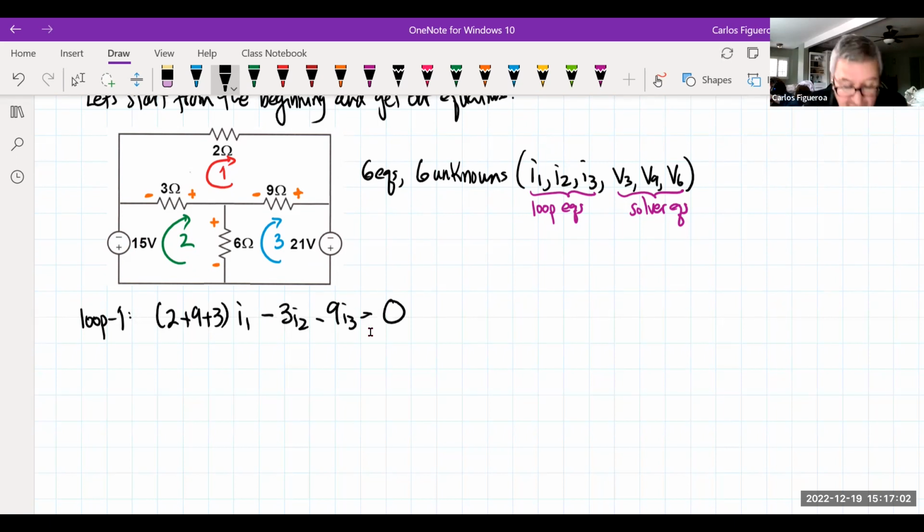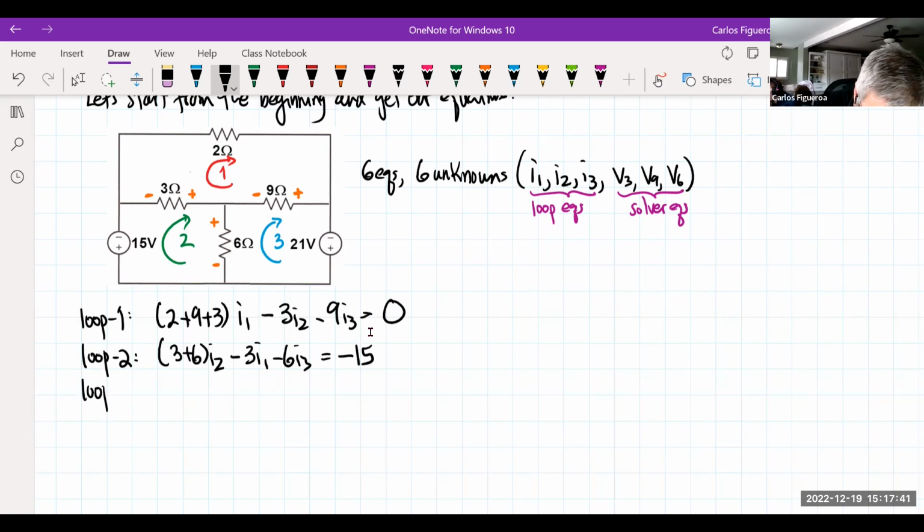Now let's go to loop 2. If I look at loop 2, I have 2 resistors, which will be 3 plus 6, times I2, minus the mutual with 1, minus the 6 with I3. Now let's look at the sources. If I come around the loop and stay on the left side, KVL tells me that I get a positive, but if I take it to the other side, I then get negative 15.